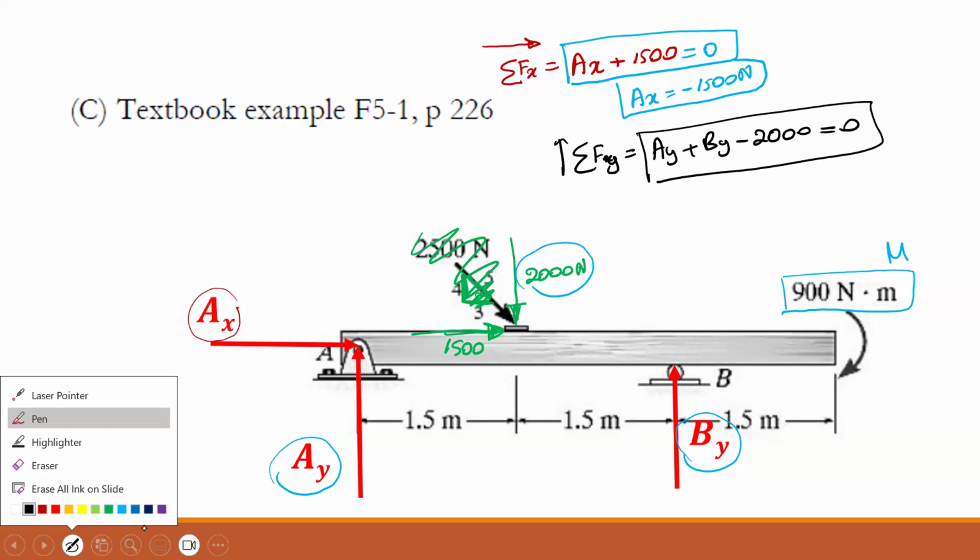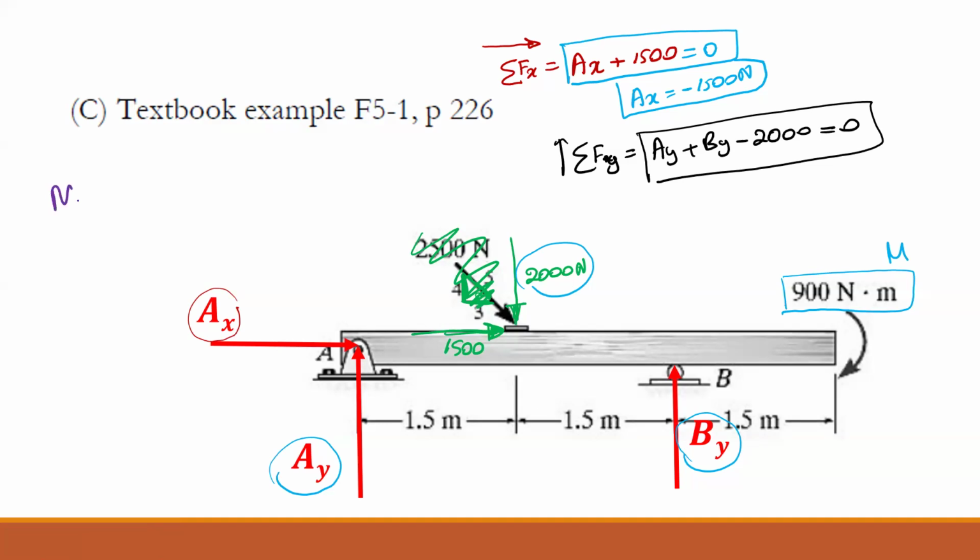So now you can take the moment about A because A is easy. You don't get these two in your equation. Two forces are going through A. And also if you extend the line of action of the 1,500, as we are ignoring the thickness of the beam, this also is not making any moment because it's going through the point where we are taking the moment about. Am I right? So we need to consider only three things: the 2,000 Newton force, BY, and the 900 Newton meter moment.